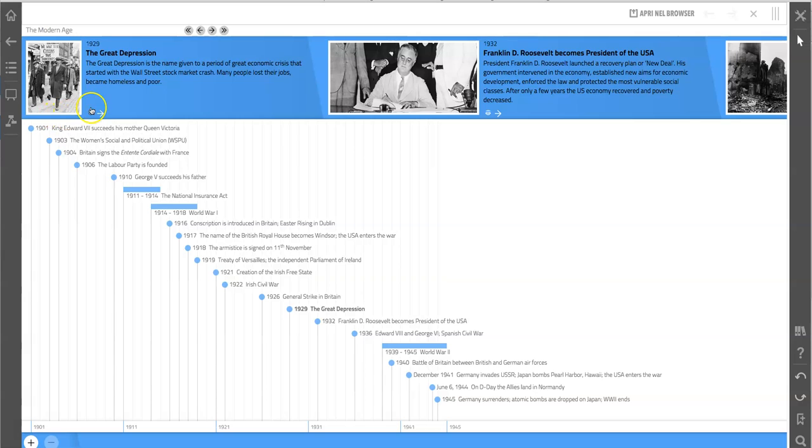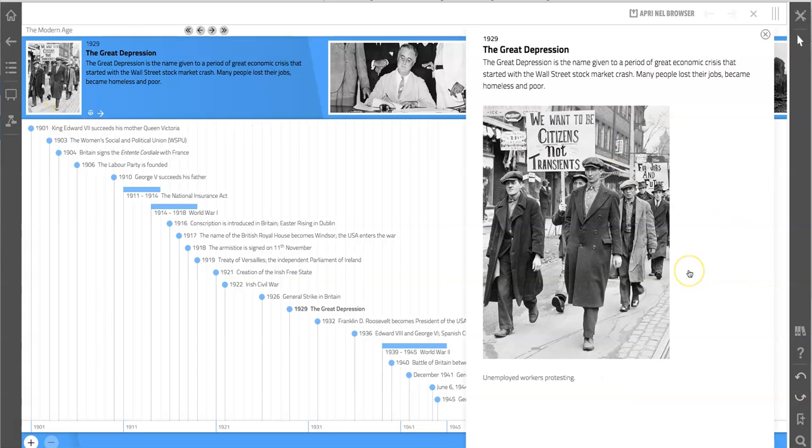by the local police. The Great Depression in the United States, 1929. The Great Depression is the name given to a period of great economic crisis that started with the Wall Street stock market crash. Many people lost their jobs and became homeless and poor. So there was the fall of the Wall Street stock market in 1929.